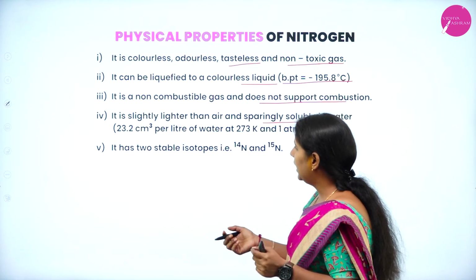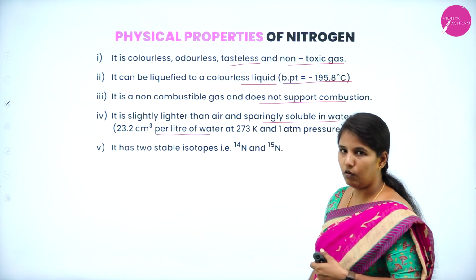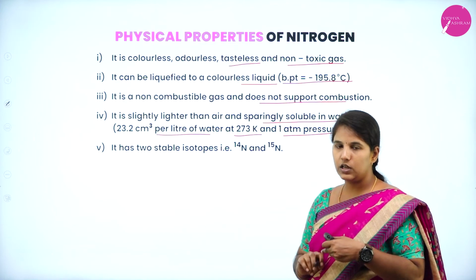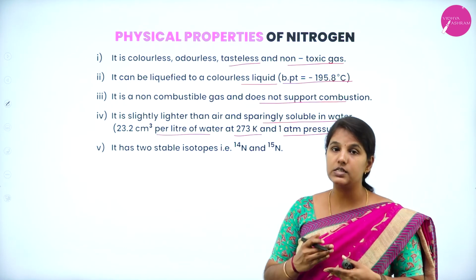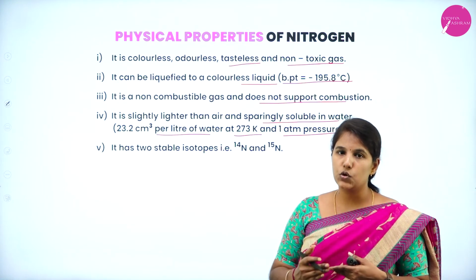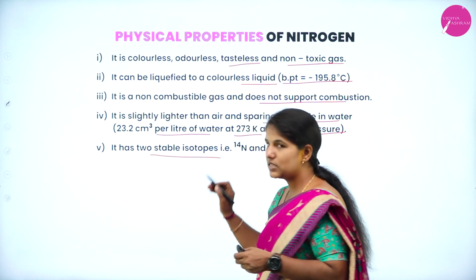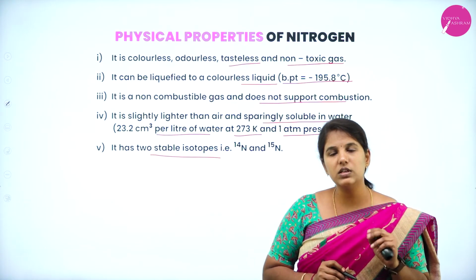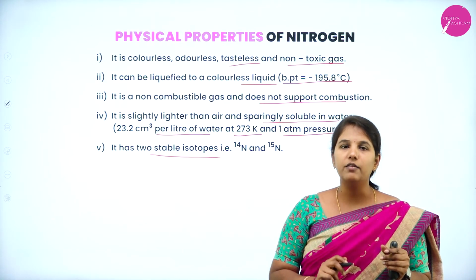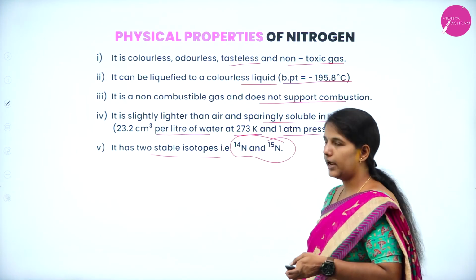You can see that only 23.2 cubic centimeters per liter of water at 273 Kelvin and atmospheric pressure is enough to dissolve dinitrogen in water. That is why it is known as sparingly soluble in water. And coming to its stable isotopes, nitrogen has two stable isotopes: nitrogen-14 and nitrogen-15.